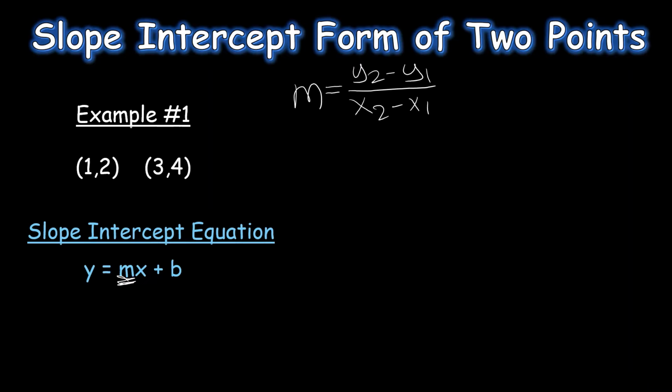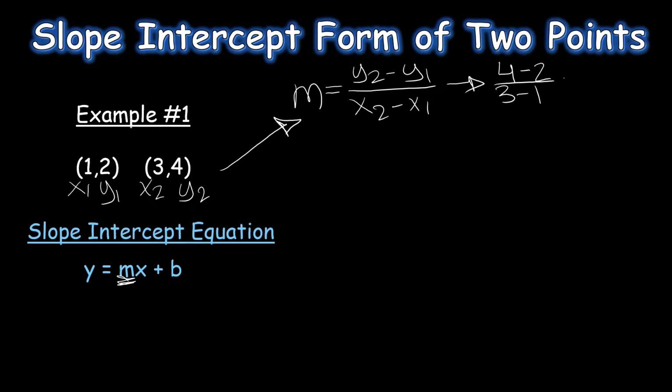So 1 is our first x value, so we label it as x1. 2 is our first y value, so that'll be y1. 3 is our second x value, so that'll be x2. And 4 is our second y value, so that'll be y2. And now we just have to plug it in to our slope equation. So we have 4 minus 2 over 3 minus 1.